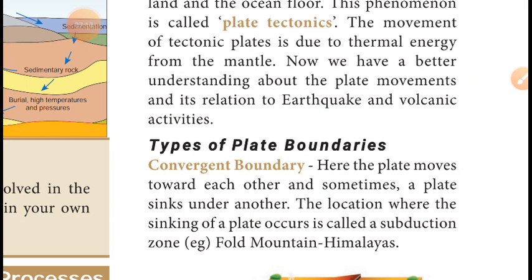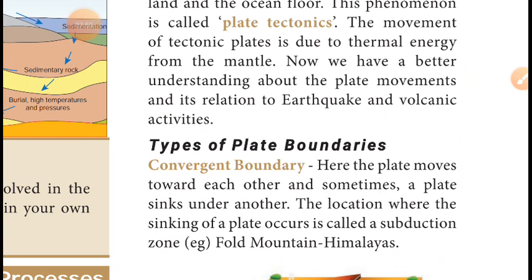First one, convergent boundaries. Convergent means the plates move towards each other, and sometimes one plate sinks under another. Two plates move toward each other. At that time one plate sinks under another. So this is a convergent boundary. The location where the plate sinks is called a subduction zone.